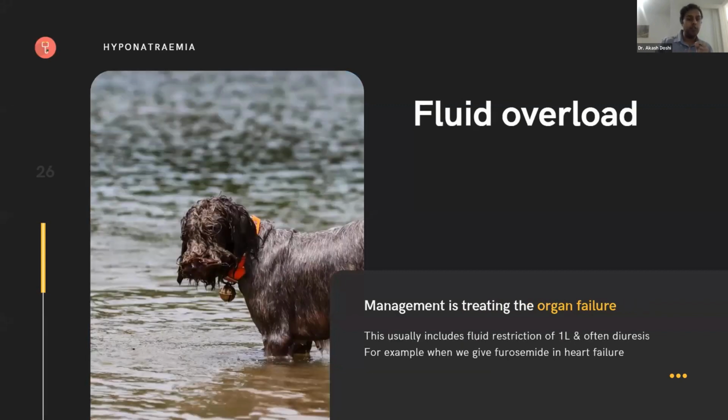Conversely, in our fluid overloaded patients who have peripheral edema, sacral edema, raised JVP, the treatment is treating the organ failure. And so we fluid restrict these patients because we know they've got too much fluid diluting the sodium, and that's what's causing the hyponatremia. And we give them diuretics usually, and different diuretics depending on the type of failure, but the most common being heart failure, we would tend to give loop diuretics like furosemide or bumetanide to try and offload some of that fluid and improve the sodium.